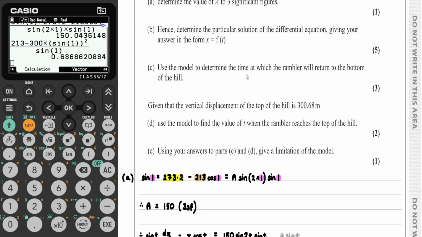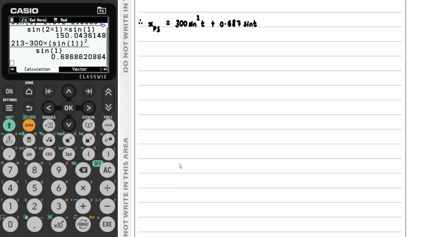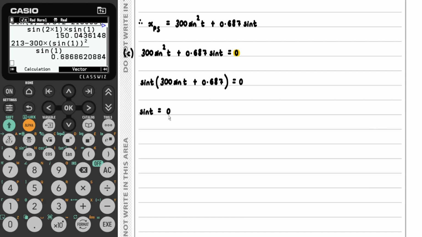Part C. Use the model to determine the time at which the rambler will return to the bottom of the hill. The rambler will return to the bottom of the hill when the displacement is 0. So we have 300 sine t squared plus 0.687 sine t equals 0. Factorizing, we have sine t times 300 sine t plus 0.687, and this is equal to 0. And therefore, we have sine t equals 0, and 300 sine t plus 0.687 equals 0.